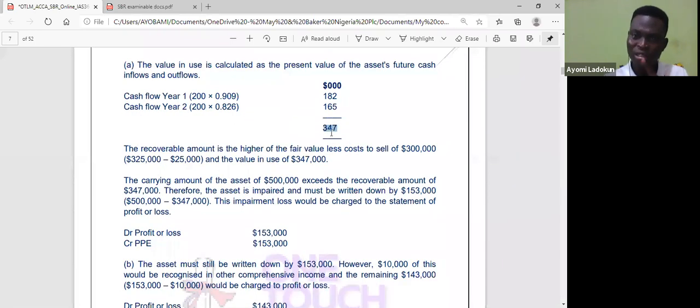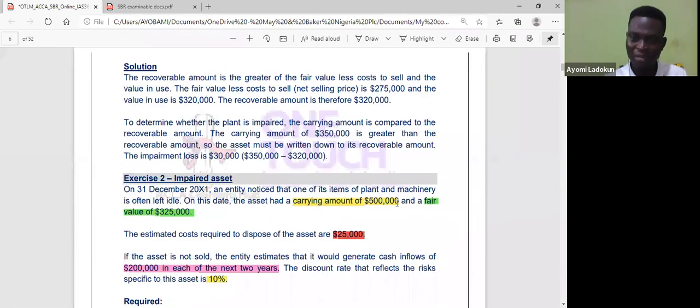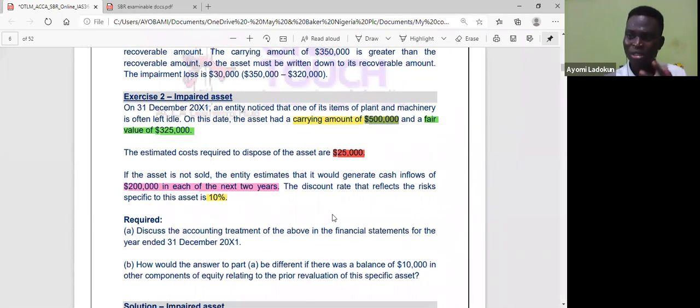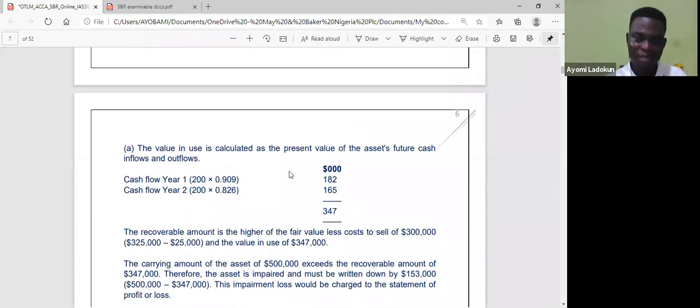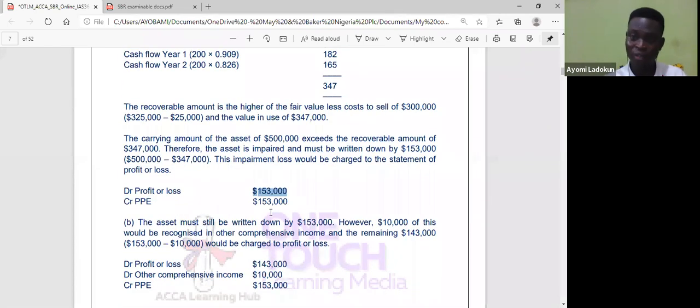So I now compare this 347 with my carrying amount. Can you see? It's lower. That means the asset is impaired, so I write it down. I debit profit or loss with 153, which is the difference between the carrying amount and the recoverable amount, and I credit PPE so that I can reduce that value. That is it.